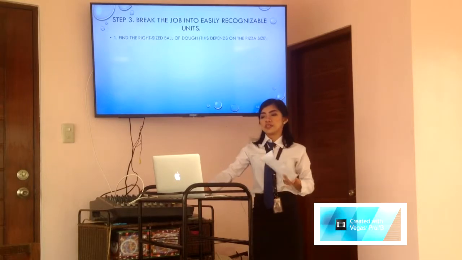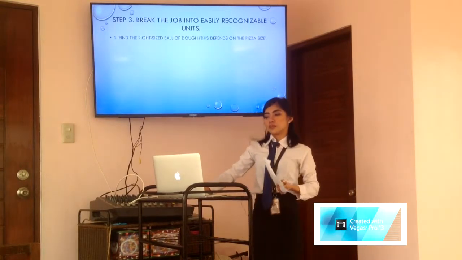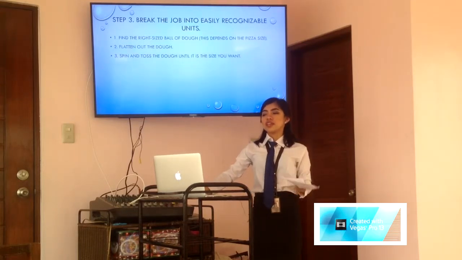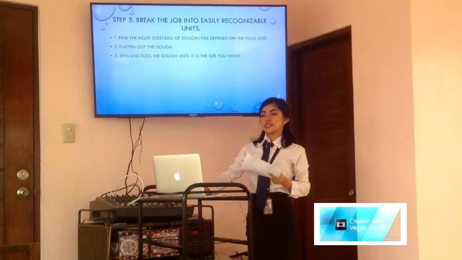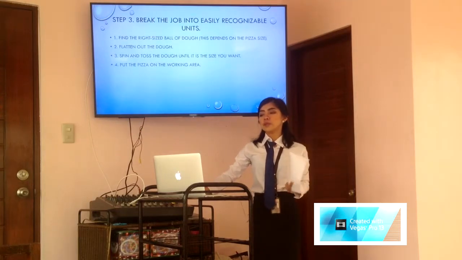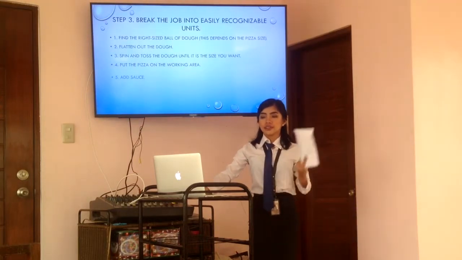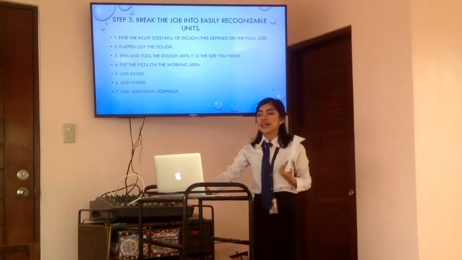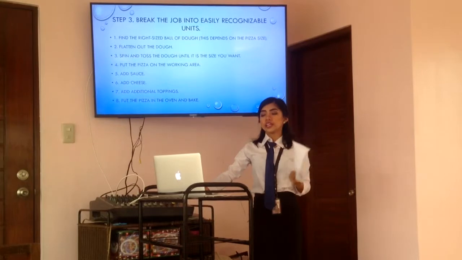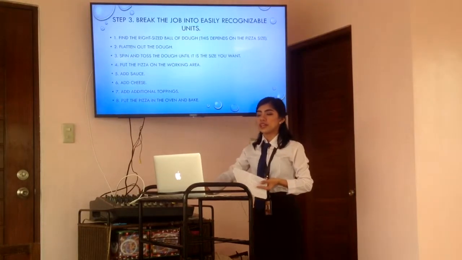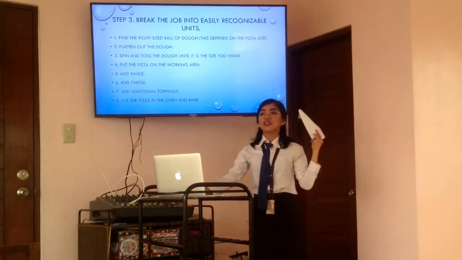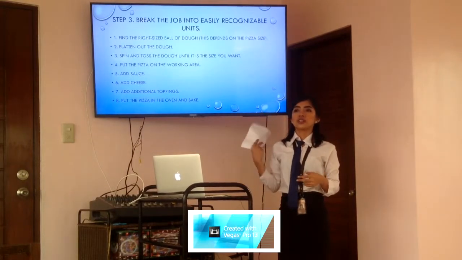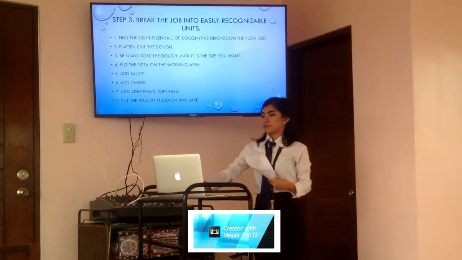Making hand-tossed pizza. Number 1, find the right size ball of dough. Number 2, flatten out the dough. Number 3, spin and toss the dough until it is the size you want. Number 4, put the pizza on the working area. Number 5, add sauce. Number 6, add cheese. Number 7, add additional toppings. Number 8, which is the last, put the pizza in the oven and bake. You'll be needing these elements as you go on in setting standard time.